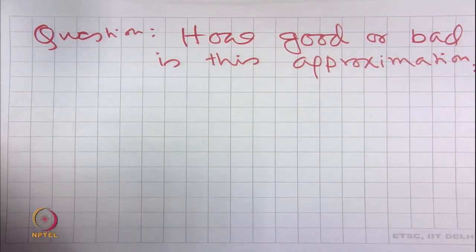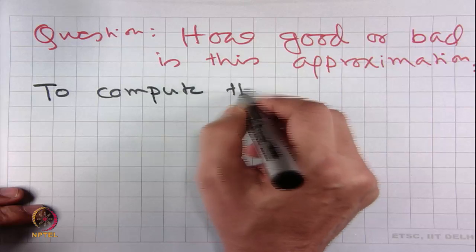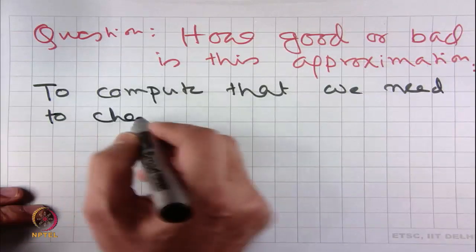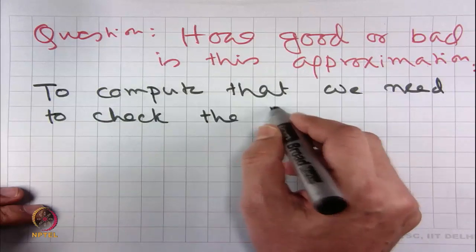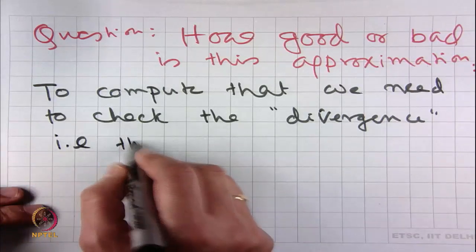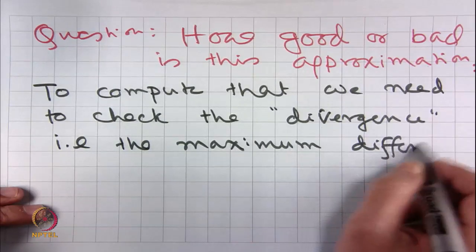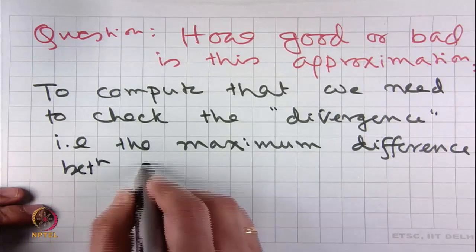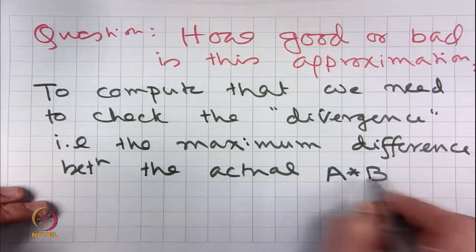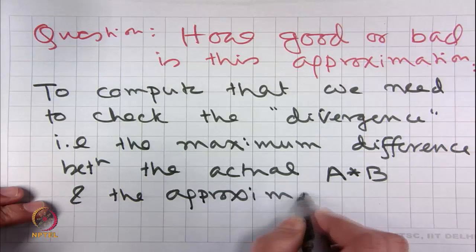So, to compute that, we need to check the divergence, that is the maximum difference between the actual A star B and the approximation P.